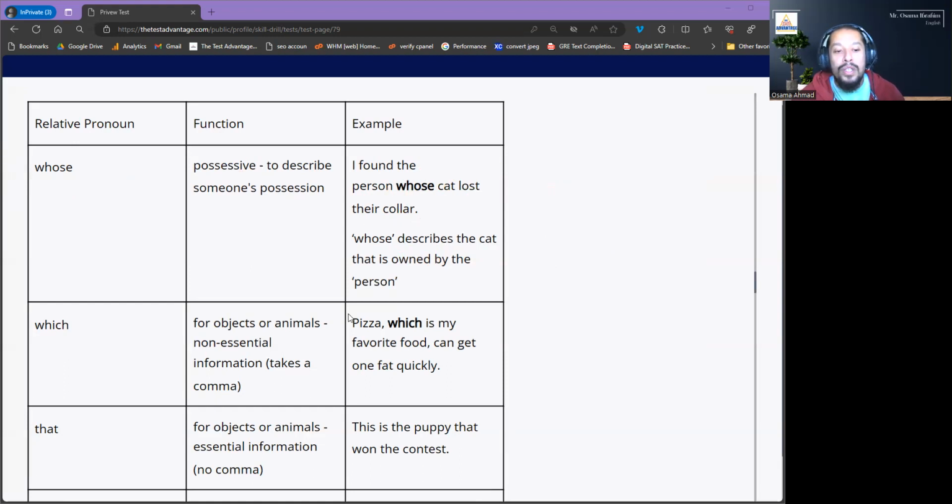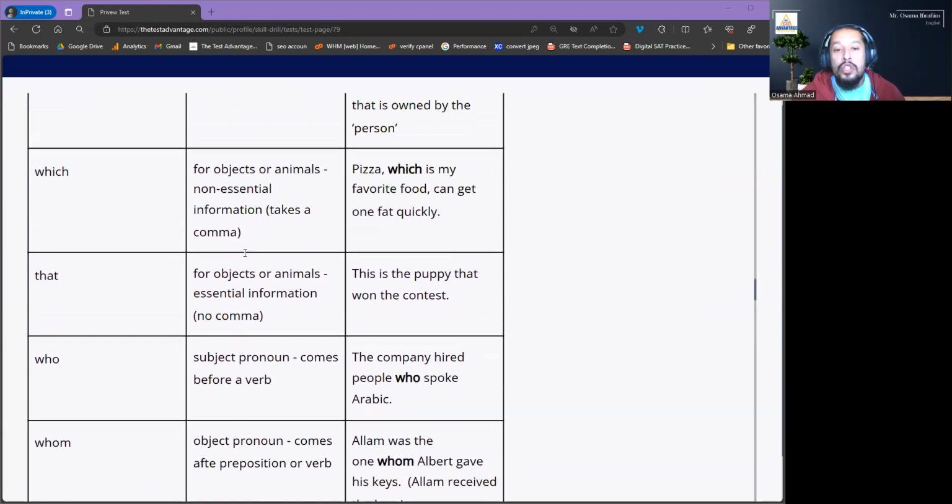Okay. Which is for objects or animals. It's non-essential. يعني برضو which دايما بتاخد الكاما. Let me put comma plus which. Pizza, which is my favorite food. So which is equal to it.